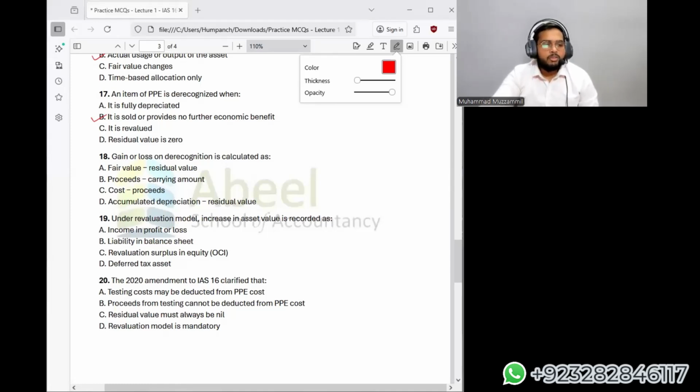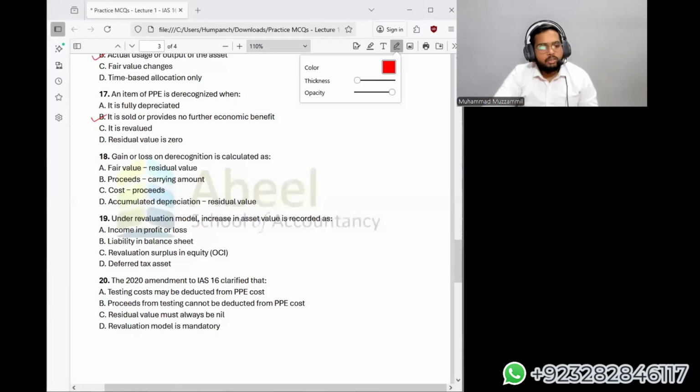Okay. Proceeds means the amount we receive when we are selling the asset, when we are making disposals, and the carrying amount at the time of disposal. When we subtract these, if it is a positive number, then it is obviously a gain. If it is a negative number, obviously it is a loss.